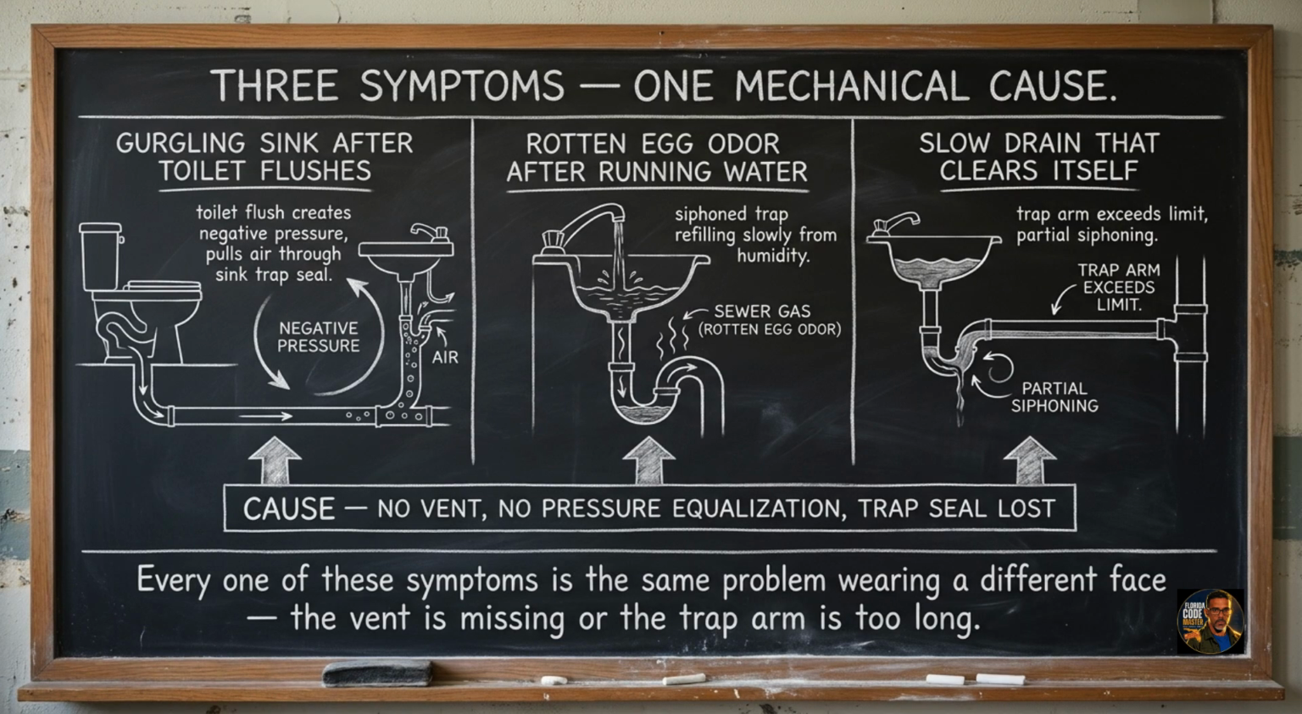The symptoms are specific. A gurgling sound from a sink after the toilet flushes means the toilet's drain event is creating enough negative pressure to draw air through the sink trap. The sink trap seal is compromised, not the toilet's. A persistent rotten egg odor that appears after running water and fades within minutes is a siphoned trap slowly refilling from ambient humidity. A drain that runs slow and then clears on its own is often a trap arm that exceeds the code-specified length. Each symptom has a mechanical cause, and the cause is always the same. No vent, no pressure equalization, trap seal lost.